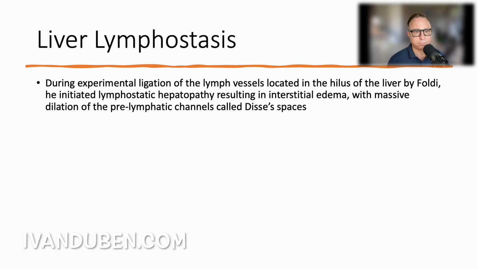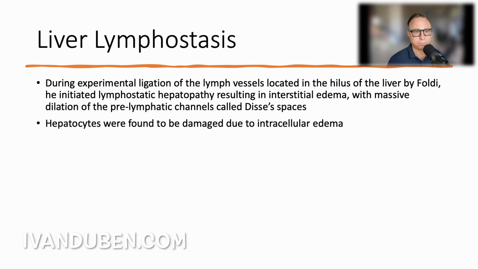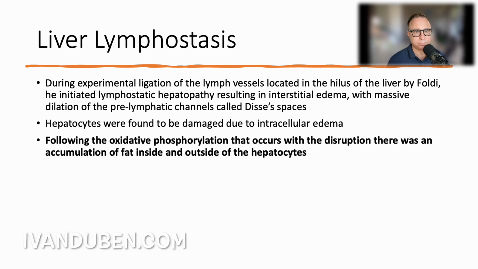During experimental ligation of the lymph vessels located in the hilus of the liver by Földi, he initiated lymphostatic hepatopathy, resulting in interstitial edema with massive dilation of pre-lymphatic channels called Disse spaces. Hepatocytes were found to be damaged due to intercellular edema. Following the disruption of oxidative phosphorylation, there was an accumulation of fat inside and outside of the hepatocytes.